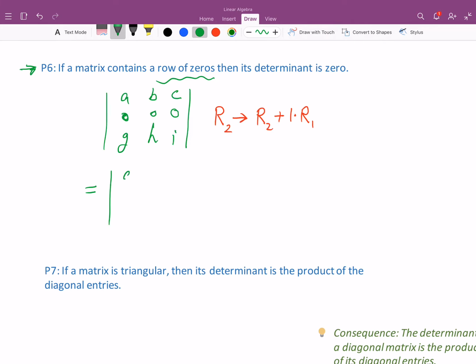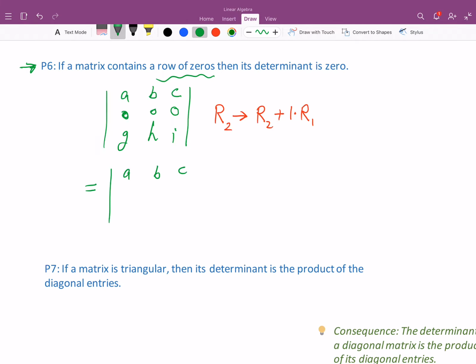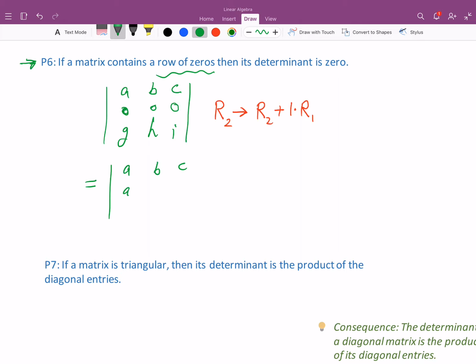we can say that's equal to this determinant, and we have A, B, C twice. Now we've seen earlier that if a matrix contains the same row twice, then its determinant is 0. And so this determinant is 0, so the original determinant is equal to 0. So that's a pretty quick proof of this property.